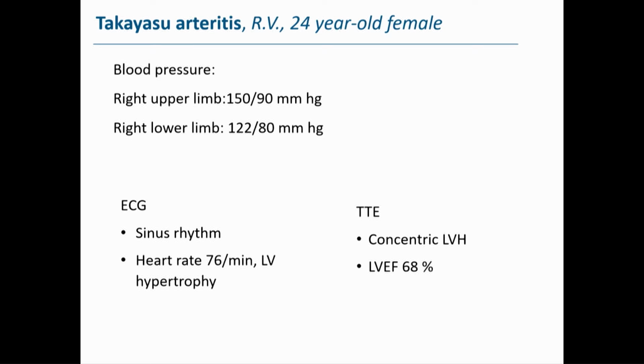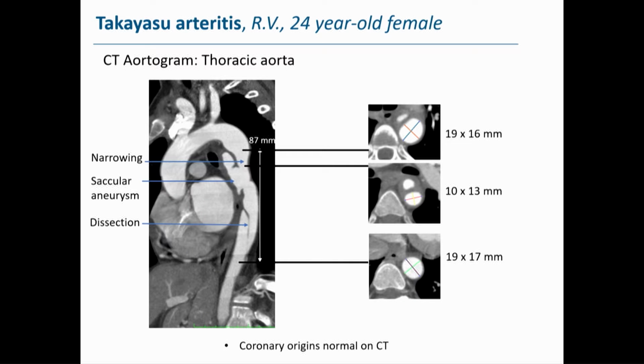Her blood pressure in the right upper limb is 150/90, and there's close to a 30 mmHg systolic BP difference between the upper limb and the lower limb. ECG and transthoracic echo were suggestive of concentric LVH with ejection fraction of 68%. Her CT aortogram of the thoracic aorta, as you can see, shows a narrowing quite distal to the origin of the left subclavian artery with a saccular aneurysm, and distal to that you can see a dissection flap.